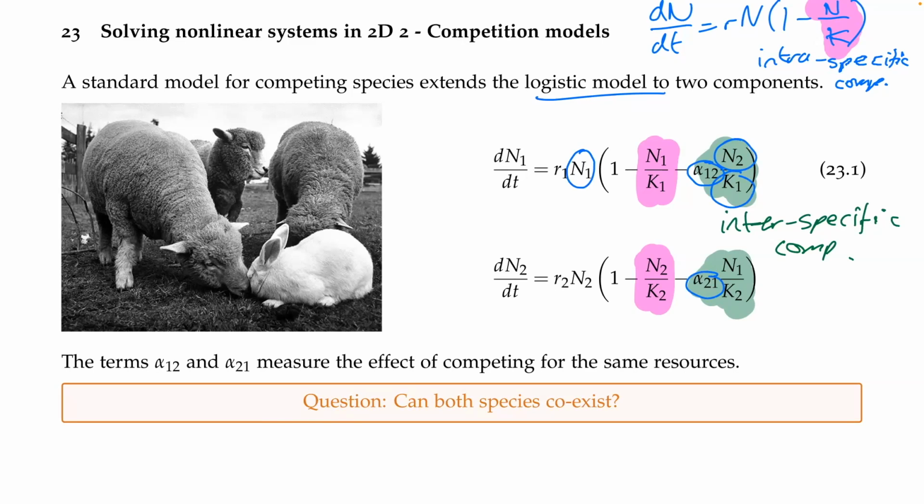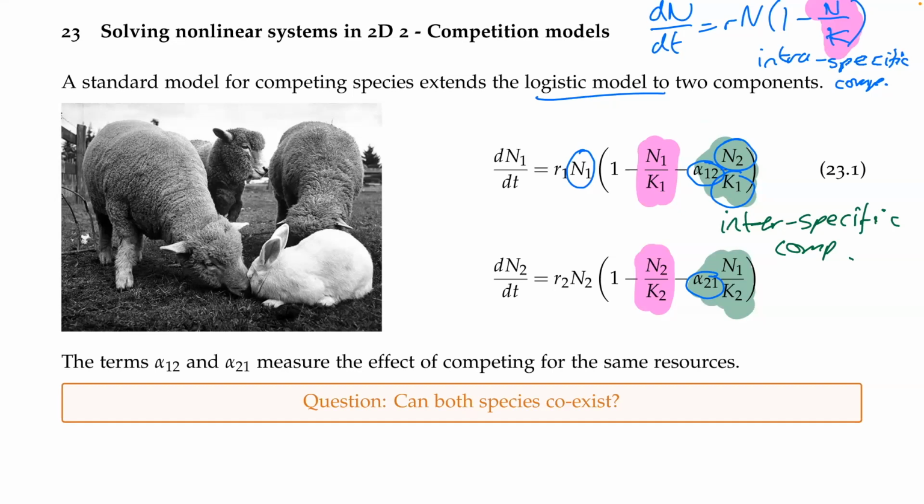What those alpha terms are telling us is the strength of competition between these species. Okay, so if alpha 1,2 is equal to 1, then inter and intraspecific competition have the same strength. So if we have a rabbit competing with a sheep for grass, for example, if alpha 1,2 is 1, that means that a sheep competing with a rabbit is the same as a rabbit competing with a rabbit. If, as is commonly the case, this alpha 1,2 is less than 1, that means the competition between species is weaker than competition within species.